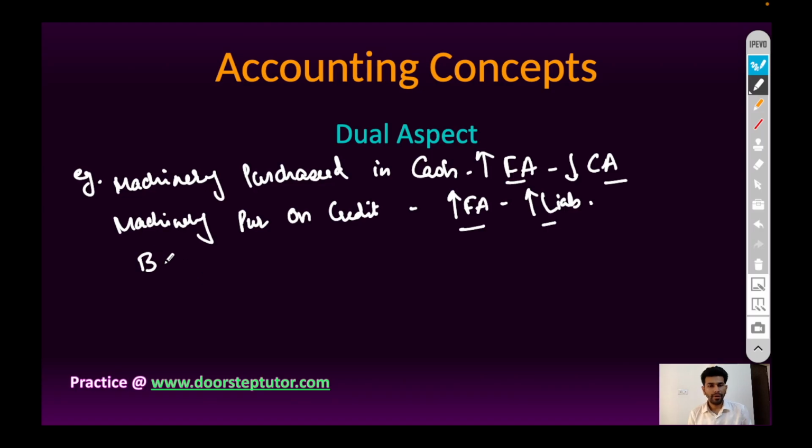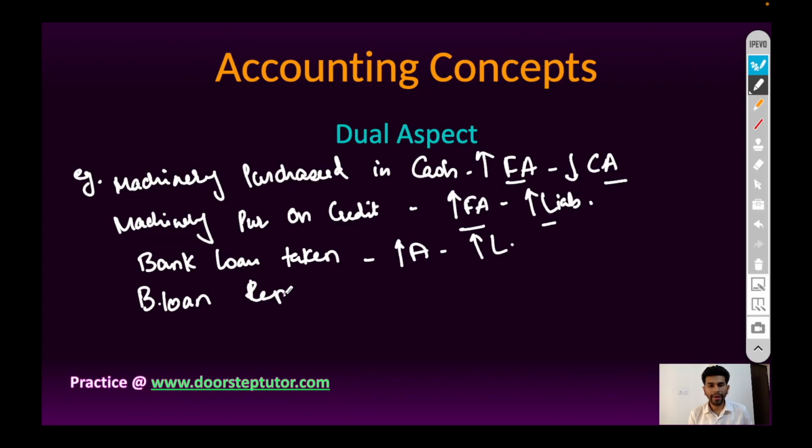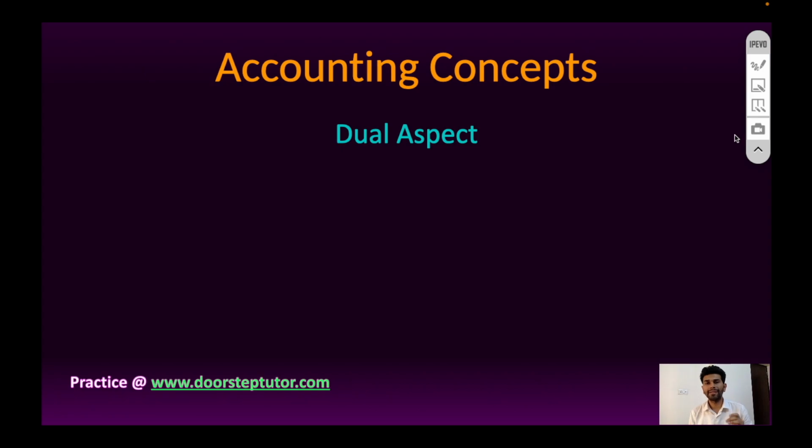Next, bank loan taken, or loan taken from bank. So money comes in, cash comes in. So one asset increases, and liability also increases because we have taken a loan from the bank. And if the bank loan is repaid, then asset decreases and liability also decreases. So each and every transaction has dual effects.